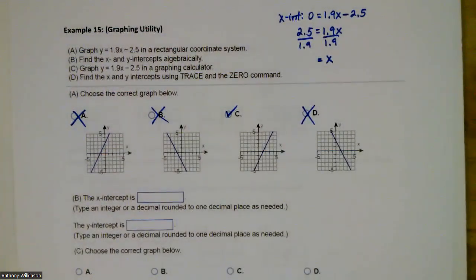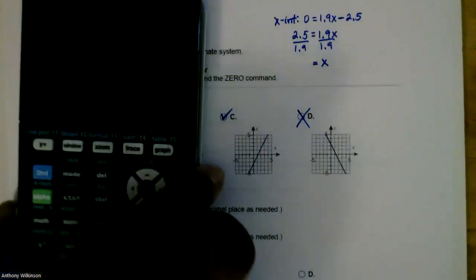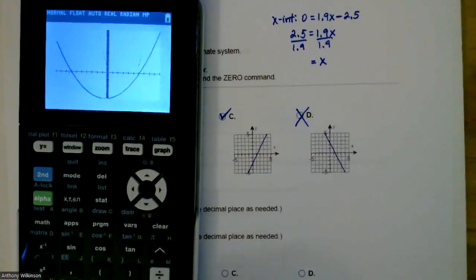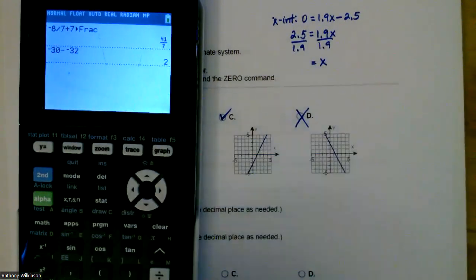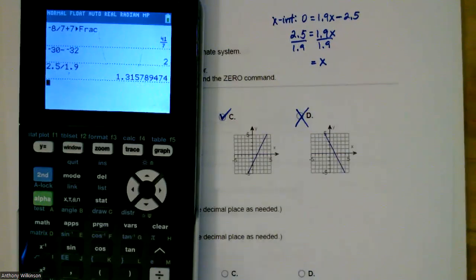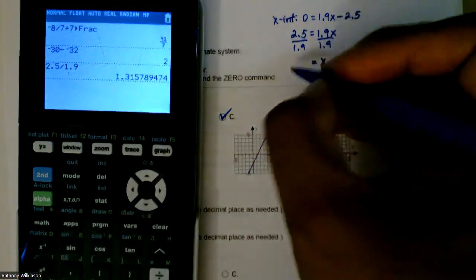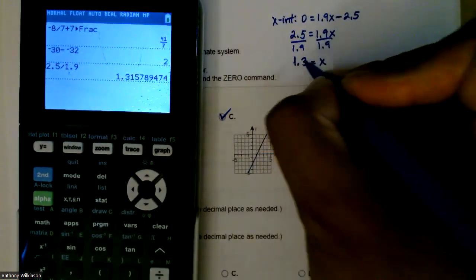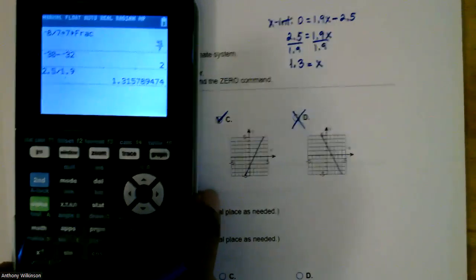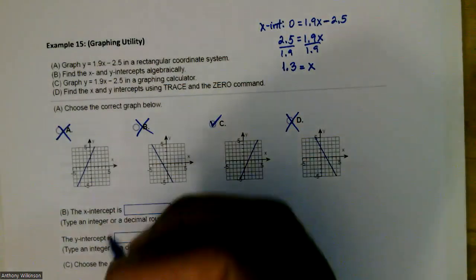Now, they did say give the answer to one decimal place. So let me go back to this. 2.5 divided by 1.9 would give me 1.315. But to one decimal place, it'd be approximately 1.3. So my x-intercept is approximately 1.3.